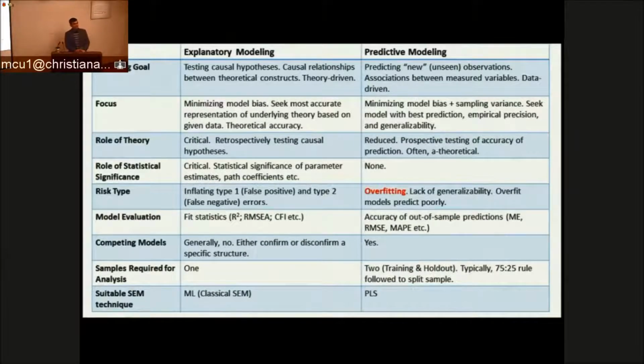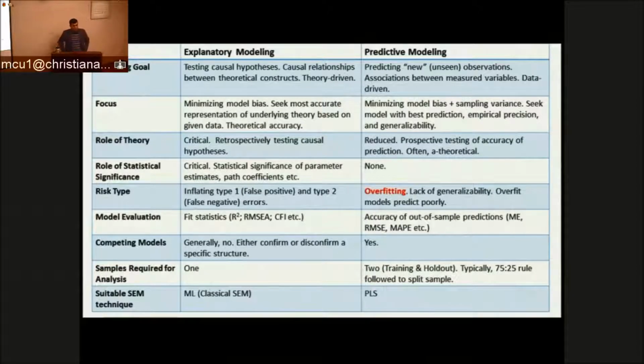The risk type, what kind of risks you have in explanatory modeling, you're really looking at type 1 and type 2 errors. You don't really want to make any false positives, neither do you want to have any false negatives, right? In predictive modeling, on the other hand, the greatest risk is overfitting, the lack of generalizability. Okay, so overfit models predict poorly. I will talk about what I mean by overfitting. So if you don't know what overfitting is, I will talk about it very briefly in the next slide.